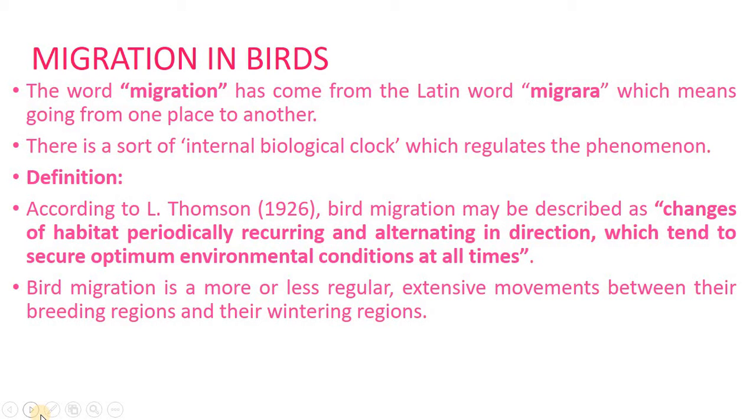Further, bird migration is more or less regular, extensive movements between breeding regions and their wintering regions. So it is a regular process. Sometimes the birds migrate from the Arctic pole to the Antarctic pole, and from the east to the west. If the birds start migrating, this is a continuous process. It keeps on migrating from place to place.